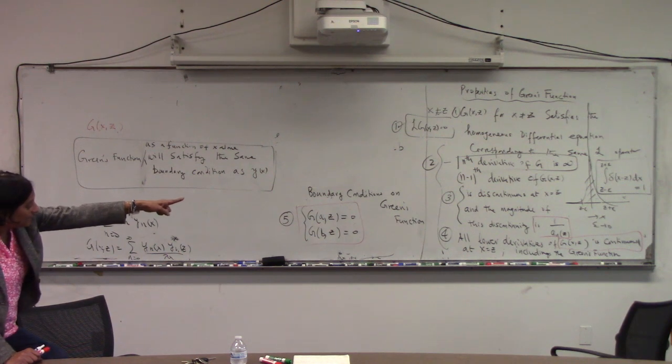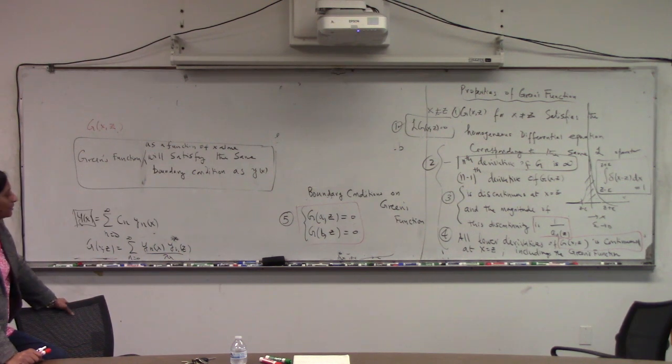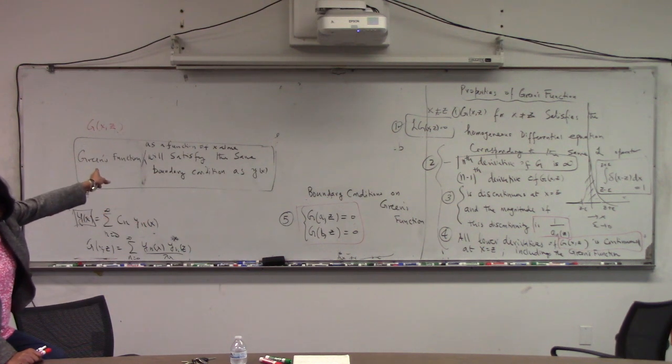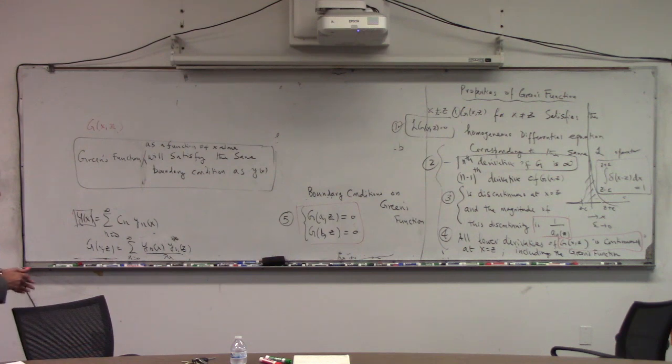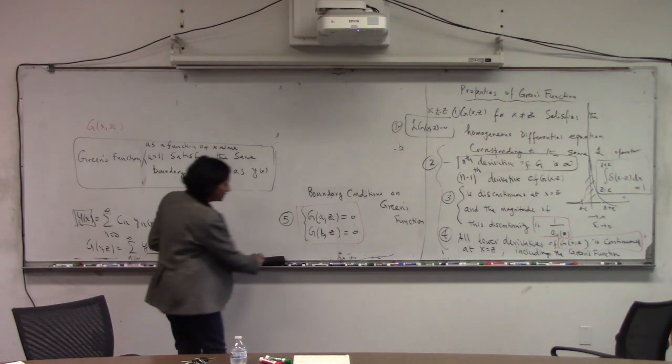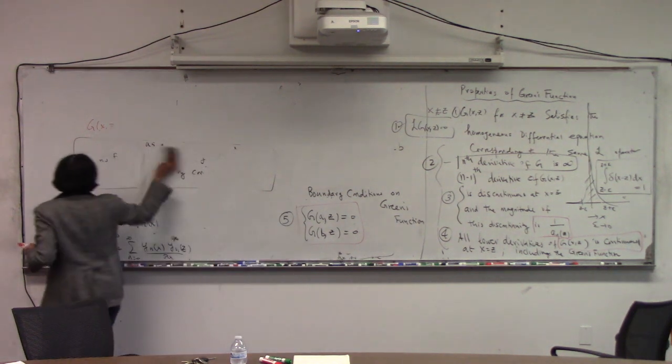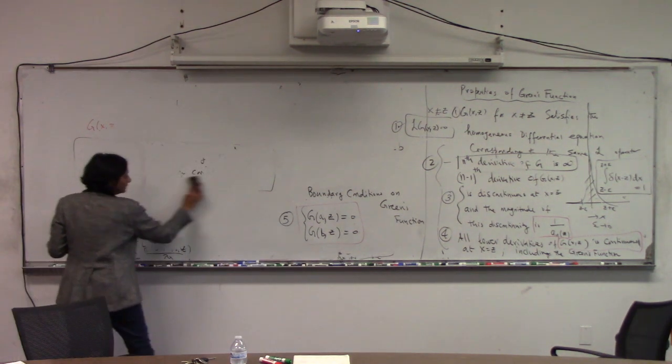That is basically L of g, right? So it has got all the derivatives. And we're going to say Green's function satisfies the same boundary condition as y of x, for which we are solving the inhomogeneous differential equation subject to the boundary condition. So those are the five conditions. Let's do a problem, maybe it will become clearer.